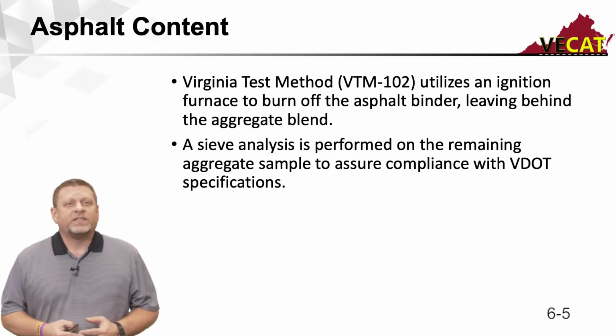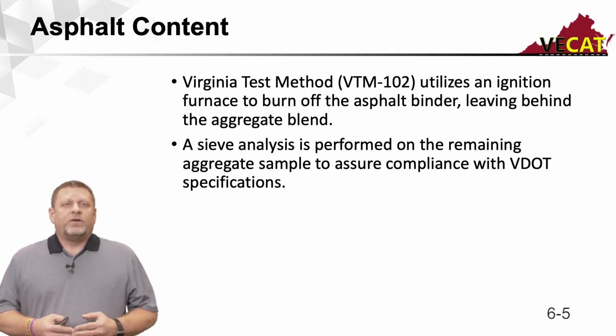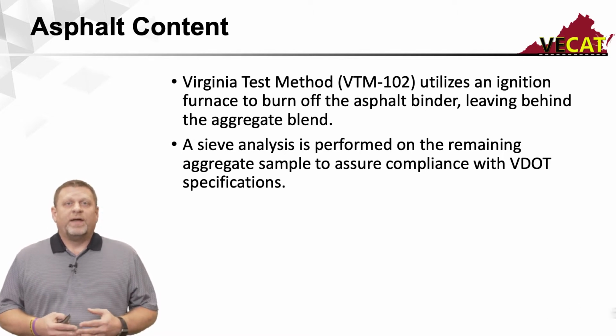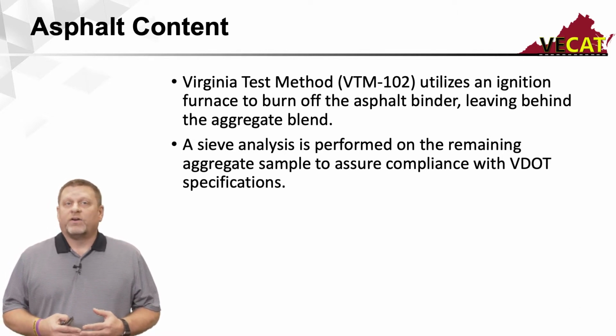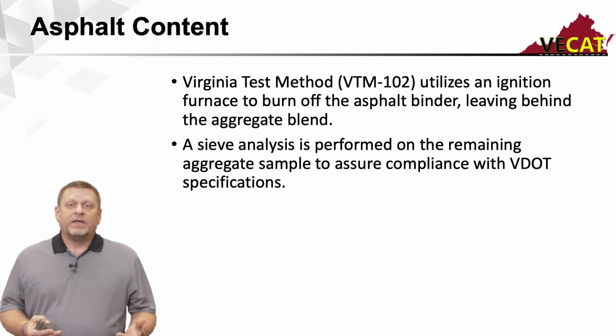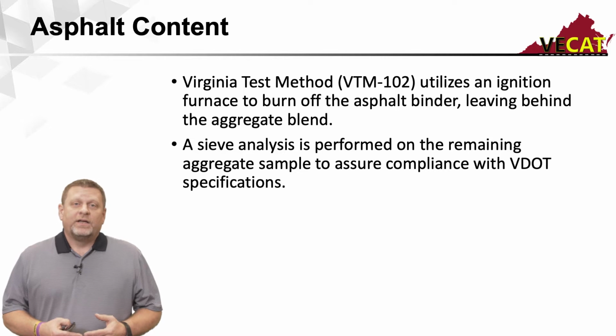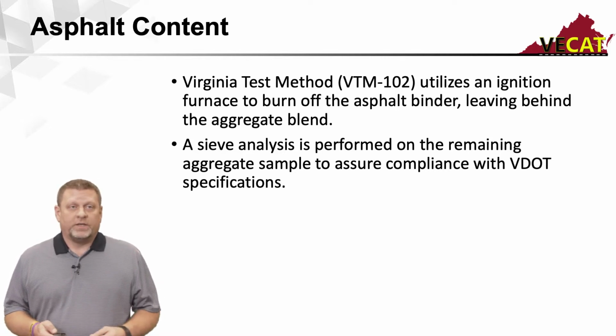Start with Virginia Test Method 102. It utilizes the ignition furnace for burning off the asphalt binder from a mixture sample, and it leaves behind an aggregate blend. This aggregate blend can then be cooled off, and we're able to actually run a gradation and see how that correlates to the specification requirements for this job mix formula.